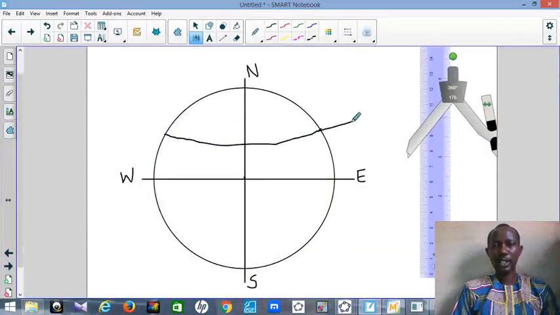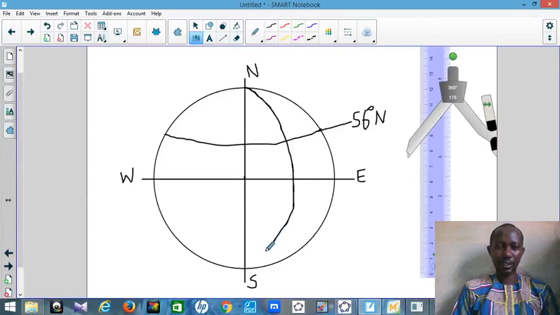Make sure you label it 56° north, so that your marker, your examiner, will know what you are doing. 50° north, 70° east. Remember, east is longitude. Then you draw your line of longitude. Then just make it neat. Make sure you label it.